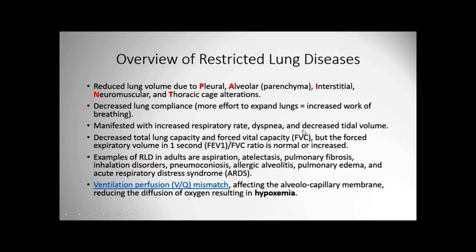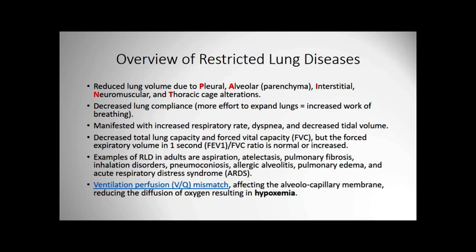And the ones that we are going to be studying are aspiration of fluids, aspiration of foreign bodies, atelectasis, which is simply a collapse of the lung tissue, pulmonary fibrosis, and inhalation disorders. For example, we are going to be studying pneumoconiosis, allergic alveolitis, pulmonary edema, and acute respiratory distress syndrome.